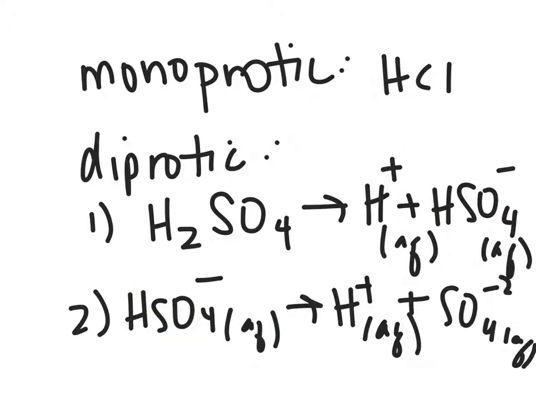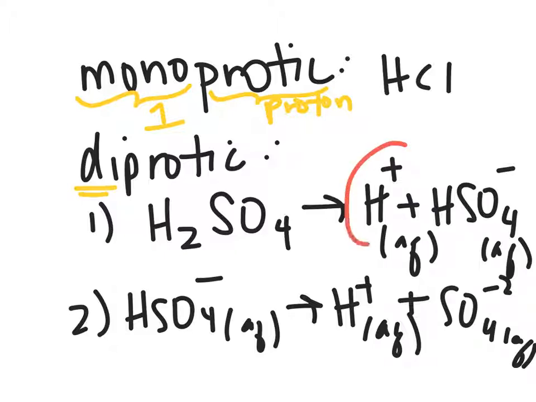We can also have acids with multiple protons that get lost when put into water. One example of a monoprotic acid is hydrochloric acid. Mono means one, and protic means proton, or 1 H+. Diprotic, on the other hand, di means 2, so 2 protons get released when sulfuric acid, H2SO4, is dissolved in water. In this first equation, here's our first proton being released. And then you get HSO4-, that's everything that's left after that proton gets released.